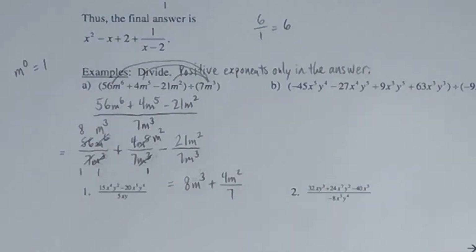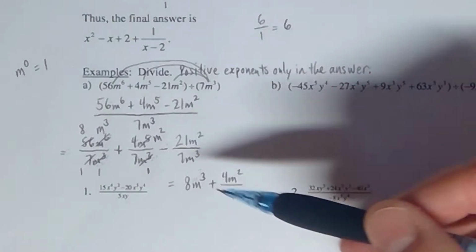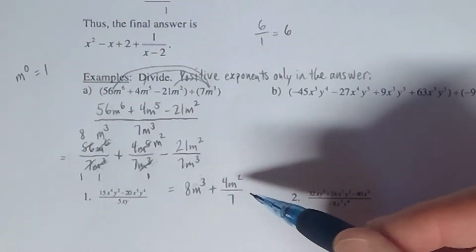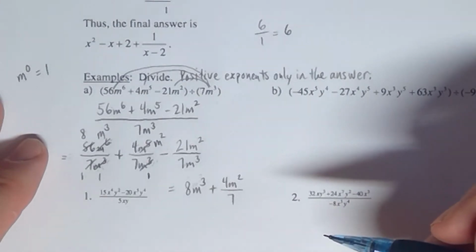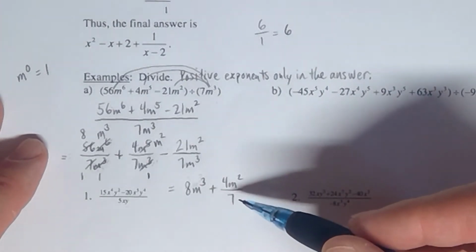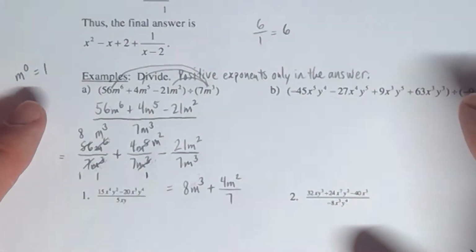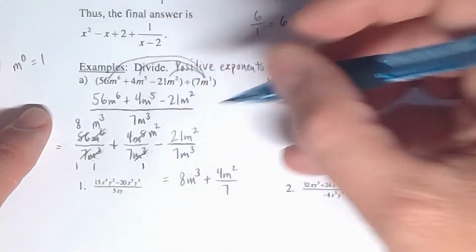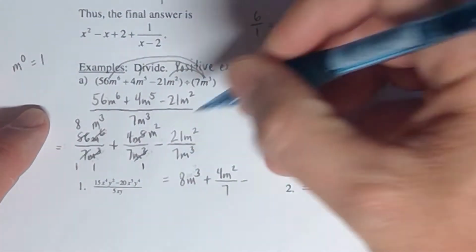Now the 7 I have to keep. I can't just erase that like I did with the 1 on the bottom over here, because it's not 1 this time, it's 7. You have to keep the denominator unless the denominator is equal to 1. If it's equal to anything else, then you can't just discard it and get rid of it. Bring down the minus sign. We've got one more to do.